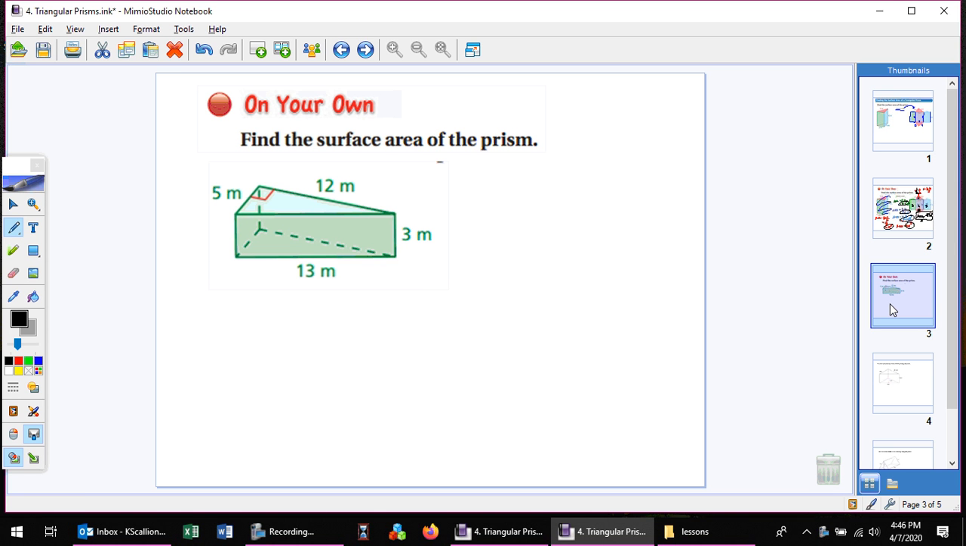So again, a triangular prism. Okay, so now it doesn't give us the net. We have to figure it out. So we're going to have to be smart about how we do this.